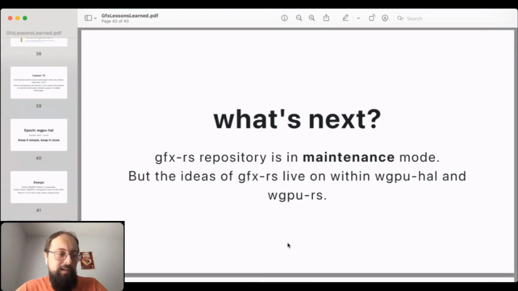gfx-rs is, you can say it's dead, but the ideas live within wgpu today. We are still thinking what to do with the portability project. We will appreciate any help for this.